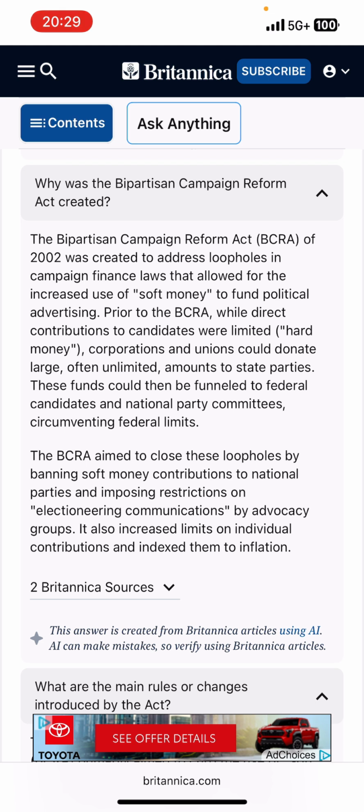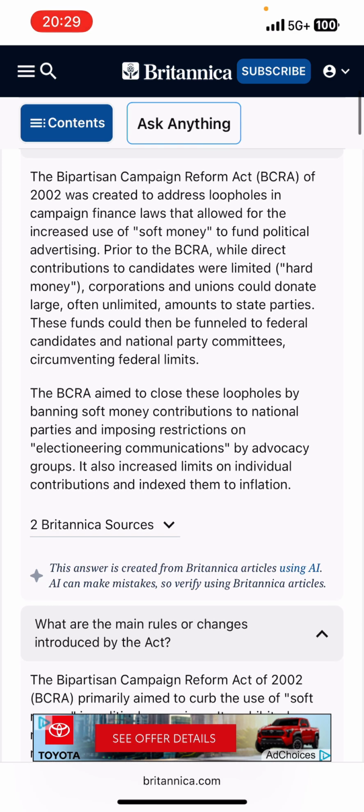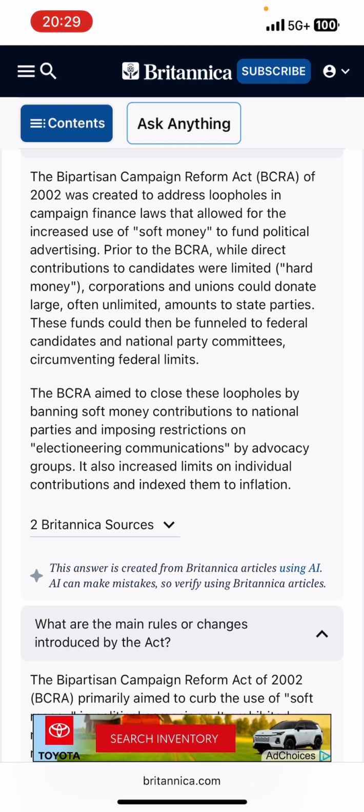Why was the Bipartisan Campaign Reform Act created? The Bipartisan Campaign Reform Act of 2002 was created to address loopholes in campaign finance laws that allowed the use of soft money to fund political advertising. Prior to that, while direct contributions to candidates were limited to hard money, corporations and unions could donate large, often unlimited amounts to state parties. These funds could then be funneled to federal candidates and national party committees, circumventing federal limits.